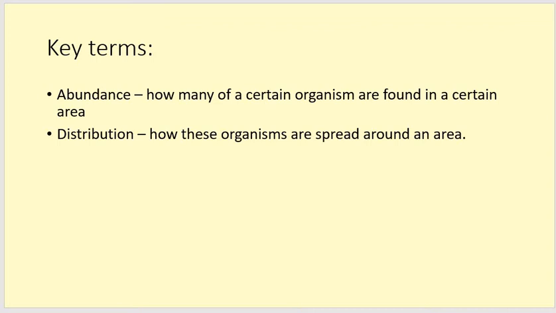There are two key words you need to know. You need to know abundance, which is how many of a certain organism are found in a certain area. So it's not just how many, it's how many in a certain size of space. And distribution is how they are spread around the area.